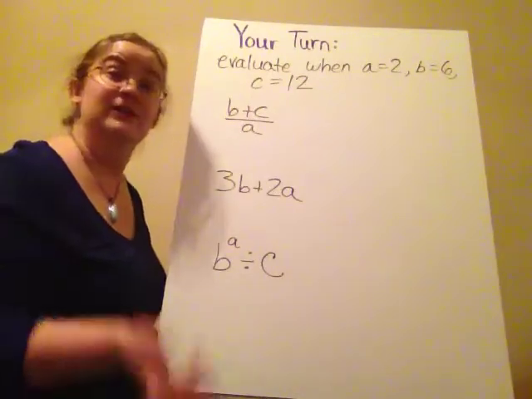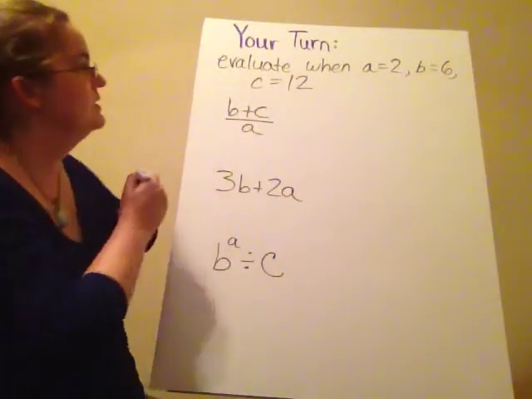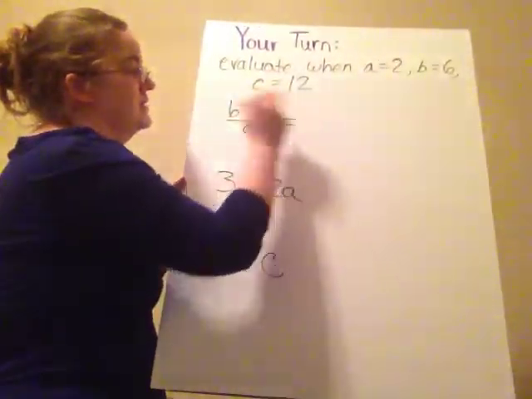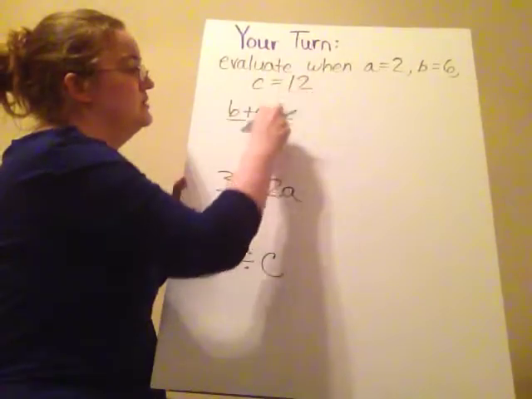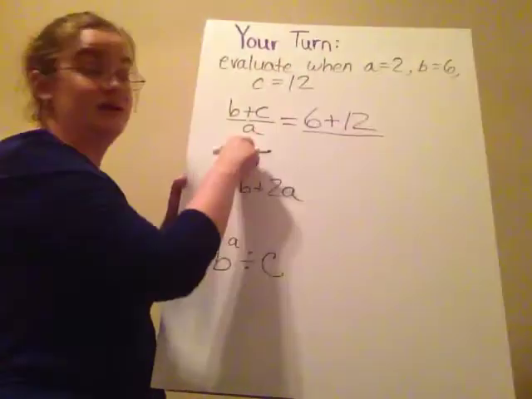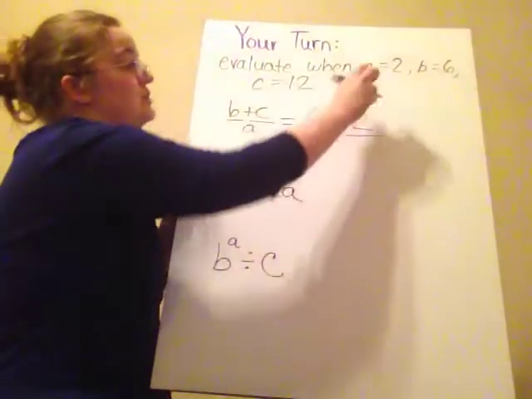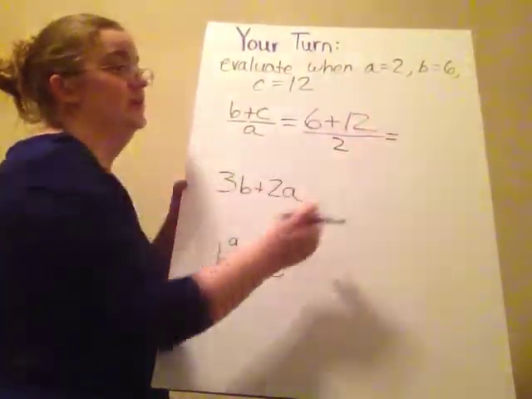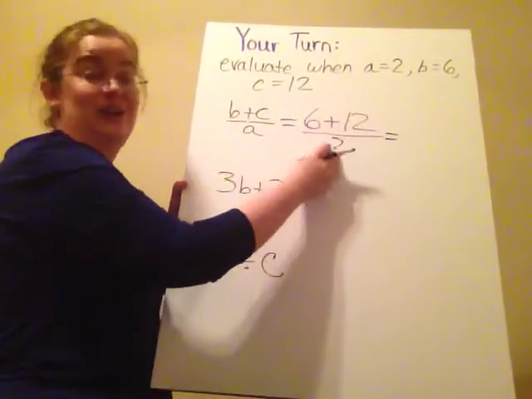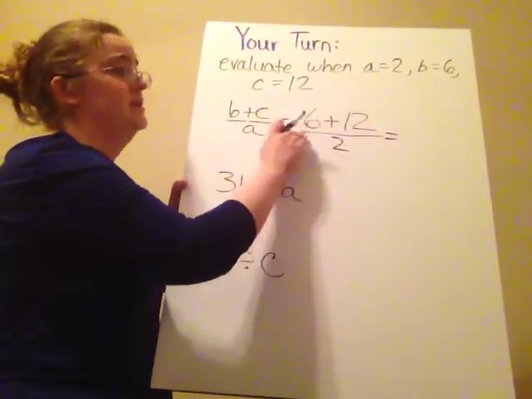Alright, you all done? Ready to go? Alright, let's take a look at it. Okay, in this case, B equals 6. So B plus C, if C is 12, that's going to be 6 plus 12, divided by A, and A is 2. So, again, fraction bar is a grouping symbol, so I'm going to complete the numerator. I actually don't have anything to do in the denominator, and then I'm going to divide.